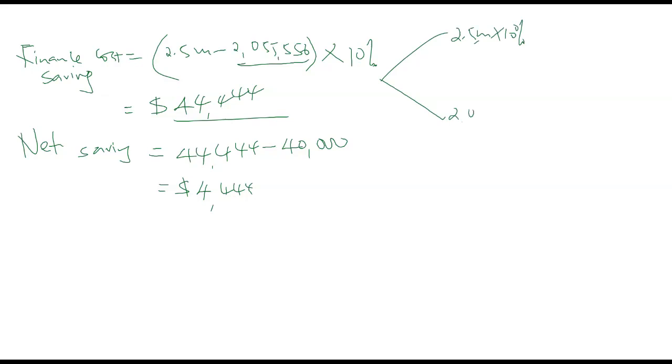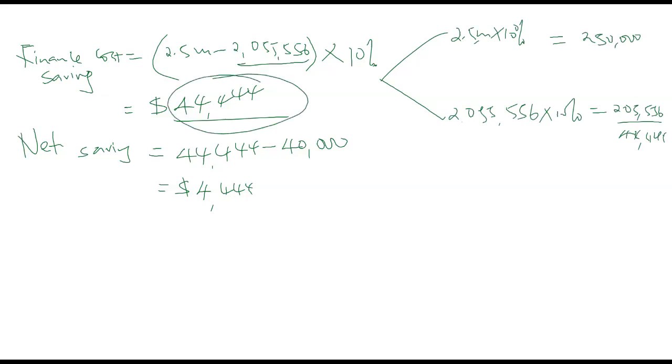So 2,055,556. You go to the bank and borrow only about 2 million at a cost of 10%. So you compare the interest you used to pay before and after. Here you used to pay 250,000. Here you're going to be paying 205,556. The saving is 44,444, which you have here.